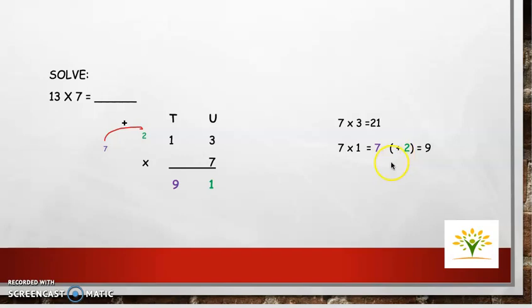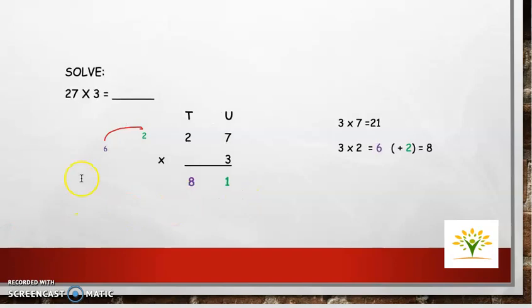So can you see? 7 times 3 is 21. You write 1 and carry 2. 7 times 1 is 7. Then you add the remaining 2, the 2 that you carried from here, and you have 9. So your answer is 91. Let's get on to the next problem. So here you have 27 times 3. So you have 27, right, as your multiplicand, and then you have 3 as your multiplier.